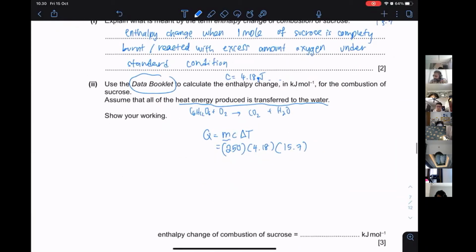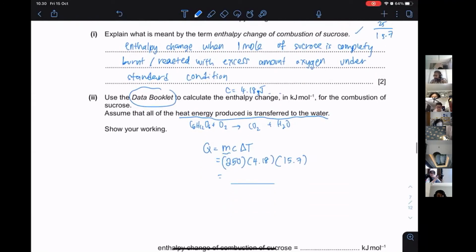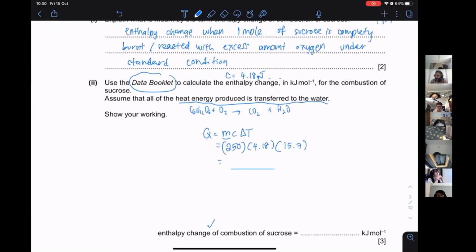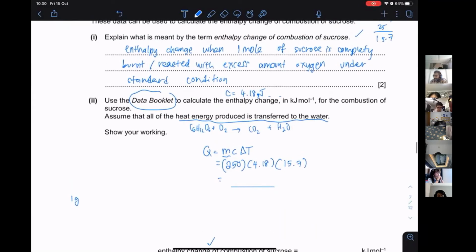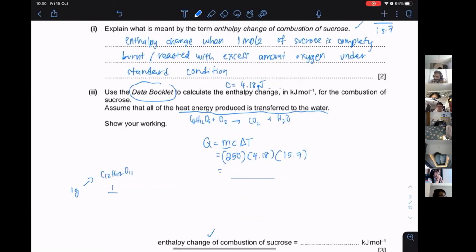Once you do that, can someone help me find what the Q is? And do remember, this Q is for 1 gram. If I want to find the enthalpy change of combustion, I need to change it for 1 mole. While you are calculating, I will write 1 gram of sucrose, C12H22O11. So how many moles is this? 1 divided by 12 times 12 plus 22 plus 11 times 16. Can someone help me calculate how many moles this is?